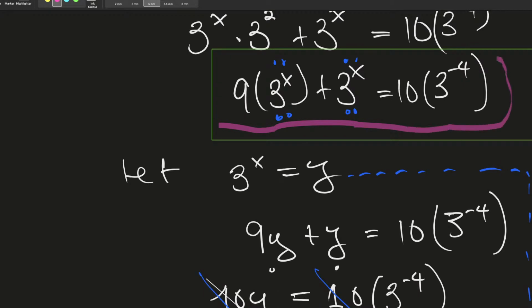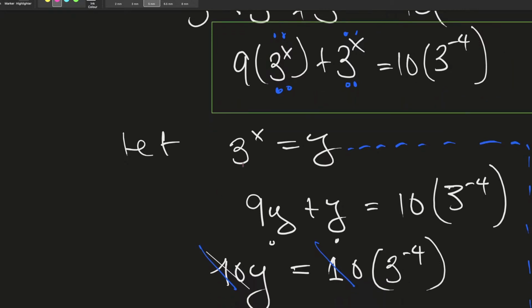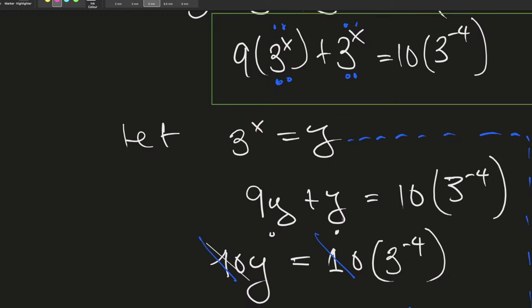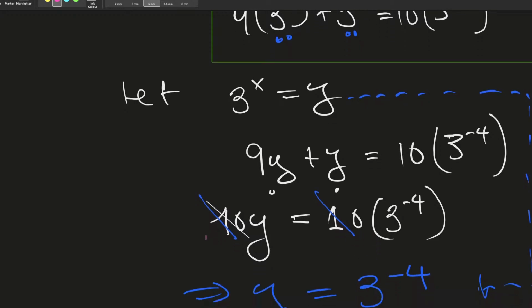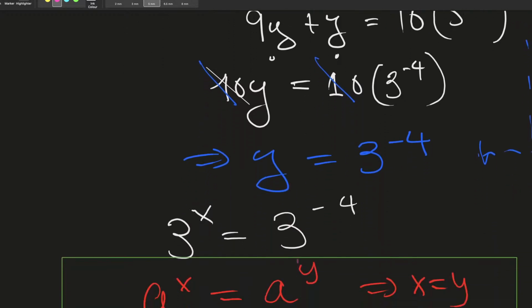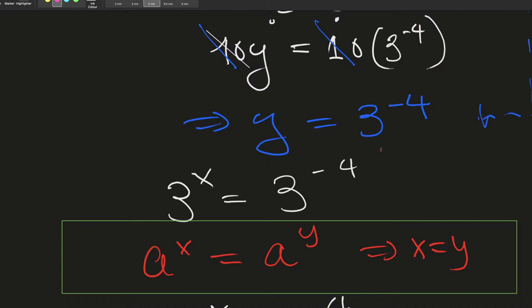How do we solve such an equation when we see it? We just have to apply substitution. So we said let 3 raised to the power x be equal to y. And when we did that, we had 9y adding to y, and that gave us 10y is equal to 10 multiplied by 3 raised to the power -4. This 10 cancels this 10. And we had y is equal to 3 raised to the power -4.